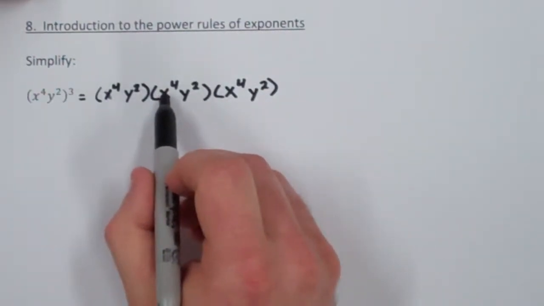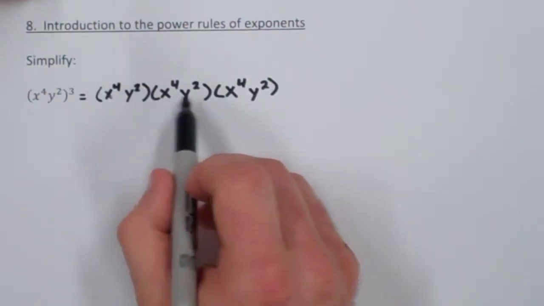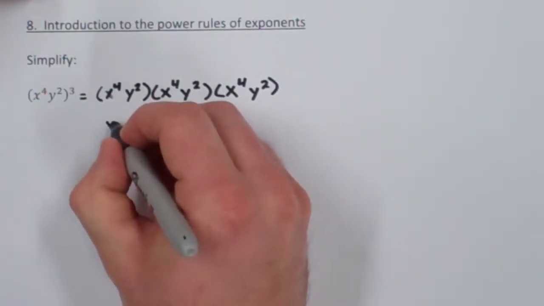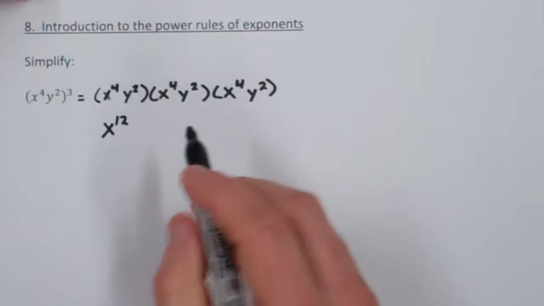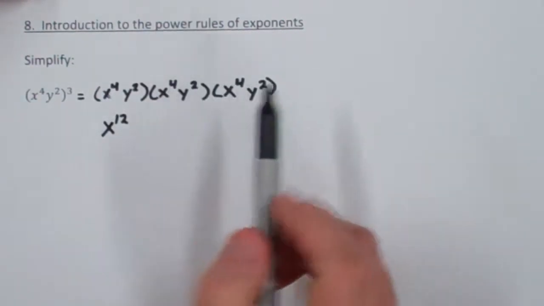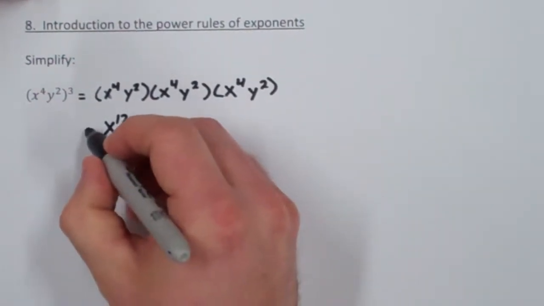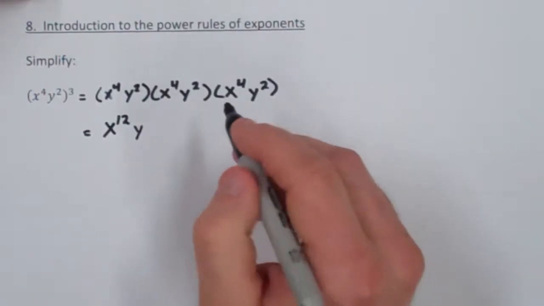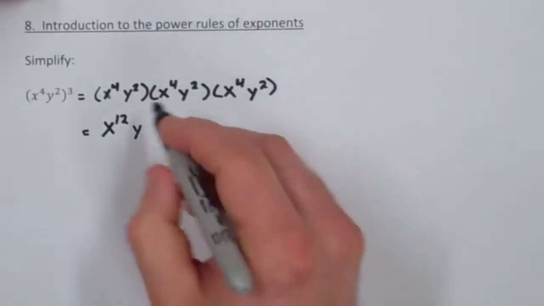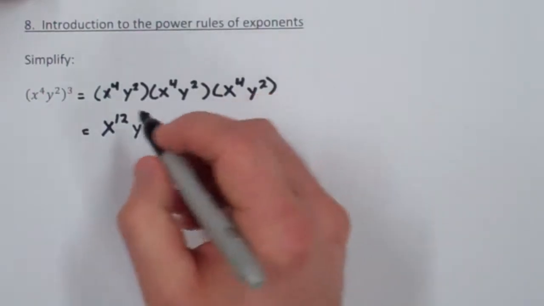If you'll notice, we've got x to the 4th times x to the 4th times x to the 4th. Well, that's just x to the 12th power. Remember, one of our rules is we add those together. And then we've got y squared, and y squared, and y squared. 2 plus 2 plus 2 would be 6.